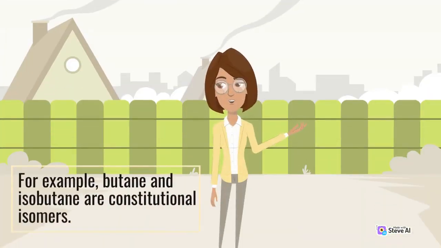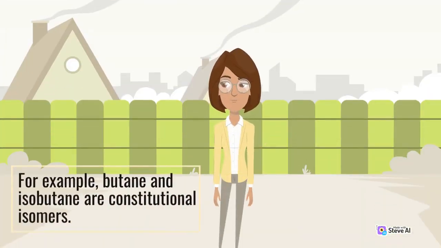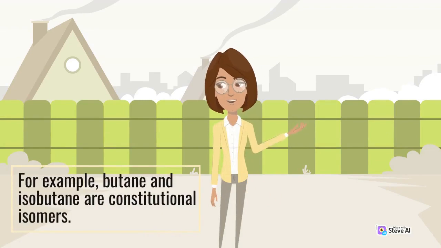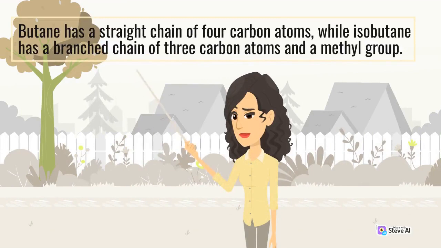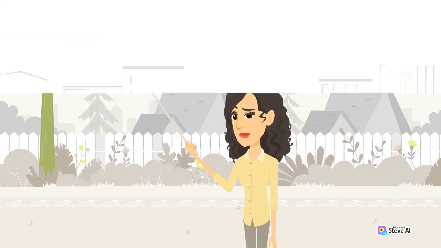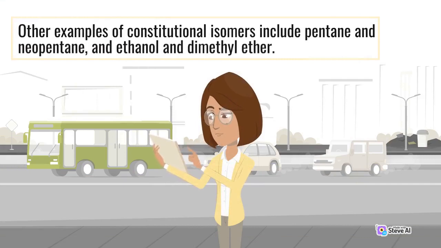For example, butane and isobutane are constitutional isomers. Butane has a straight chain of 4 carbon atoms, while isobutane has a branched chain of 3 carbon atoms and a methyl group. Other examples of constitutional isomers include pentane and neopentane, and ethanol and dimethyl ether.